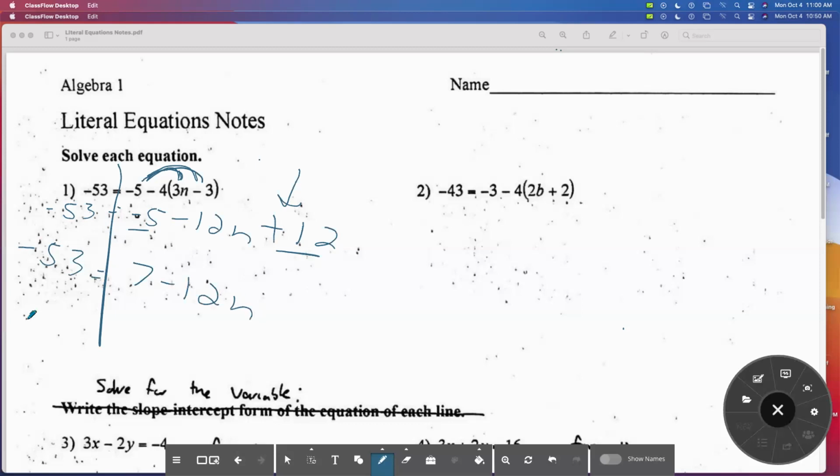Now that you have that, you'll notice, do I have variables on one side or two sides? What do you guys think in this example here? How many variables do you have? One. That means they're on one side. That means you have to get rid of everything else around it. We're solving for that variable.